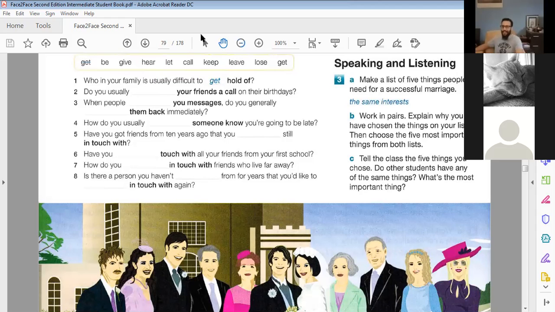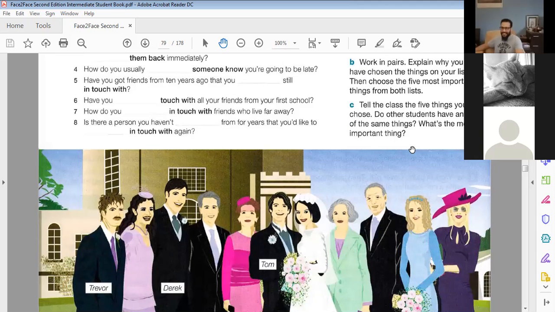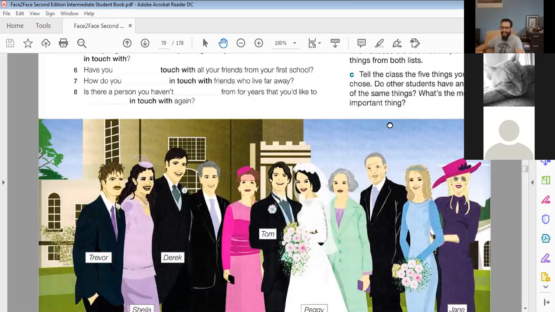Yeah, I do that too, but I'm careful to mute before I shout. So I go through similar phases. Okay, so tell the class 5 things you chose.